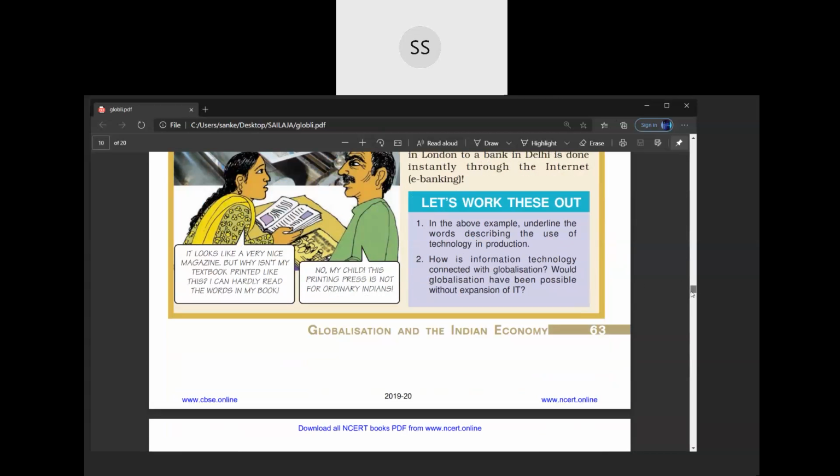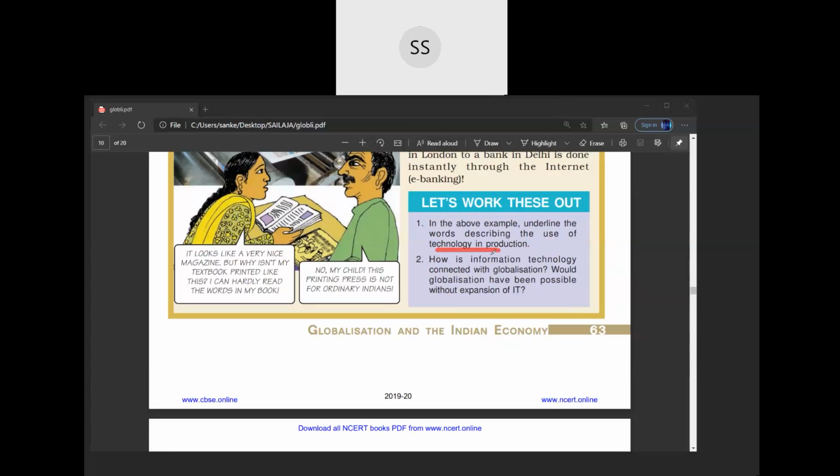We have a few questions here. In the above example, underline the words describing the use of technology in production. Which terms are used here? E-banking is used, internet is used, email is used, voicemail is used, designing on computer is used. These are all the new words which are describing this use of technology.